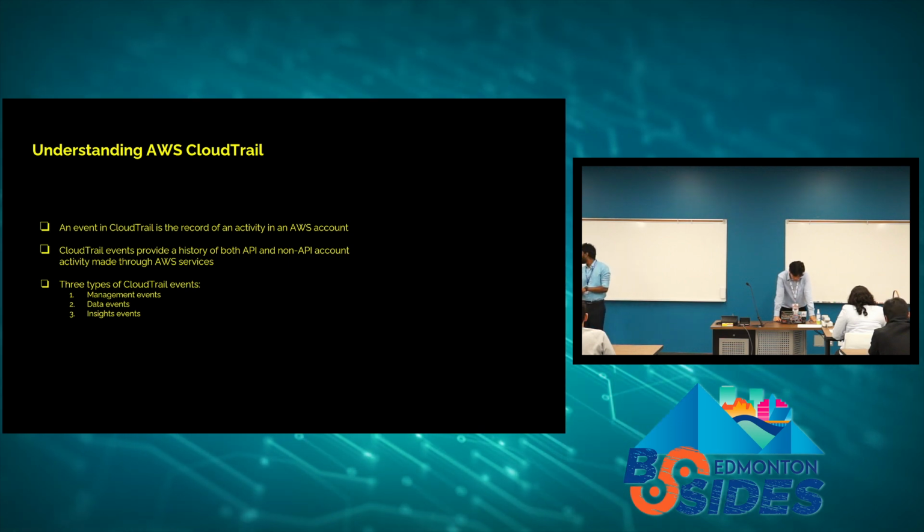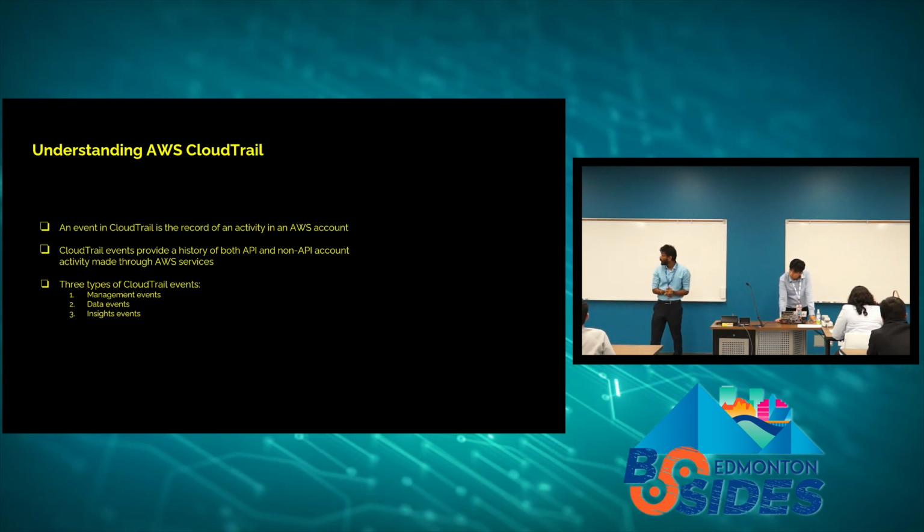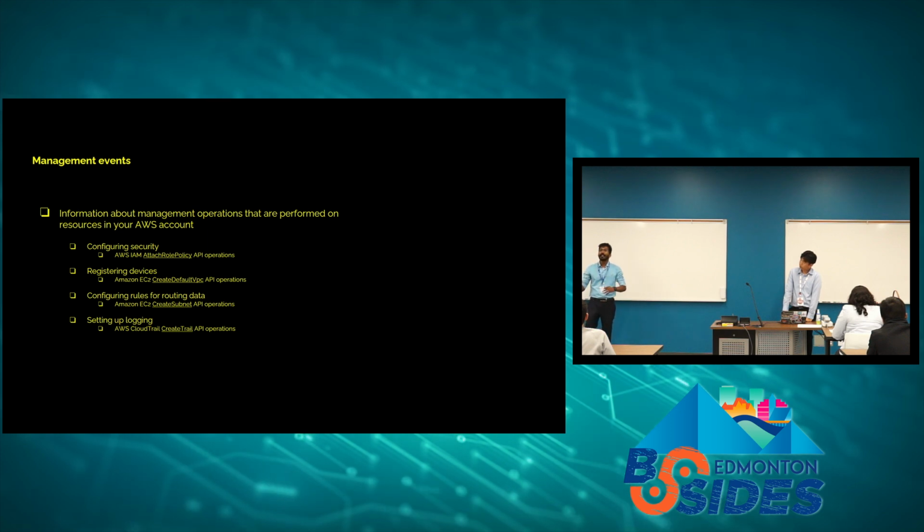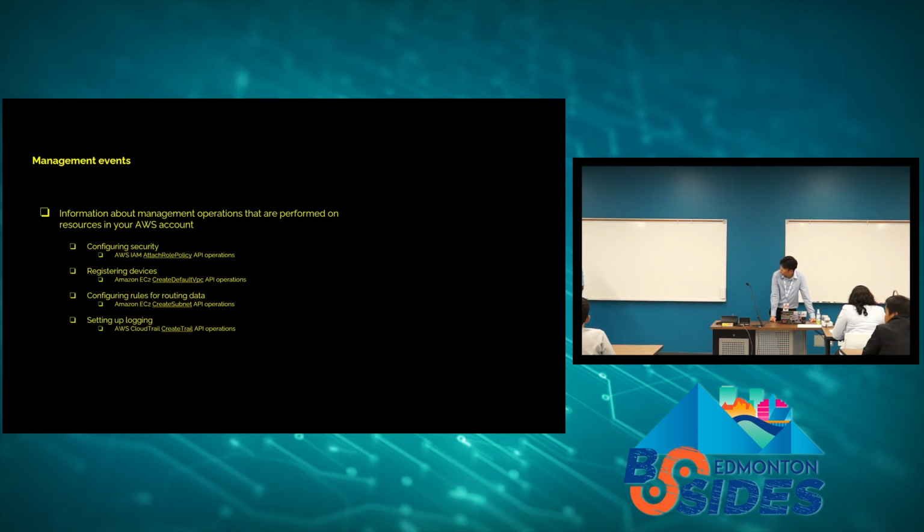And I'm going to classify AWS CloudTrail logs into three different event categories. The first one is management, second one is data, and third one is insights. Management events are all about the management activities that you perform on your AWS account, like configuration of policies, registering your devices, configuring rules, routing data, setting up logging. Examples of the event sources available under management events are AttachRolePolicy, CreateDefaultVpc, CreateSubnet, and so on.